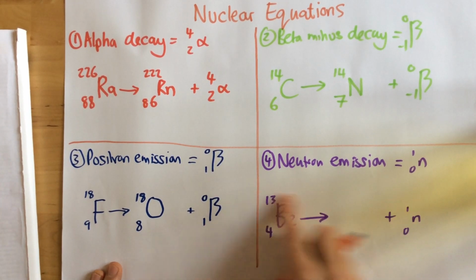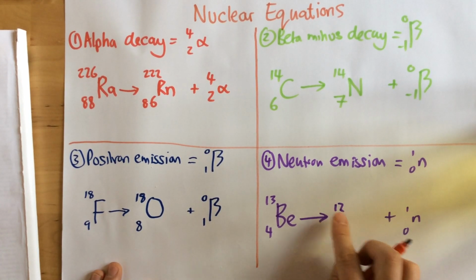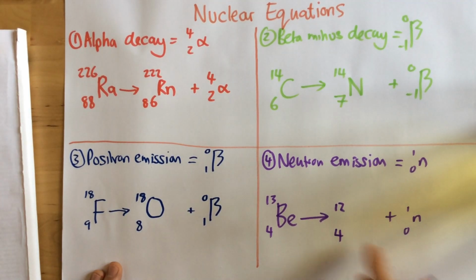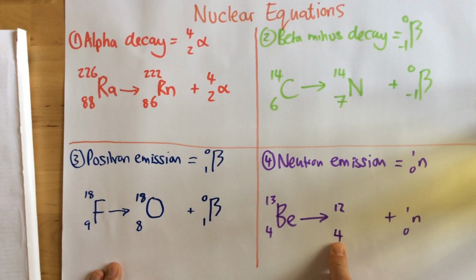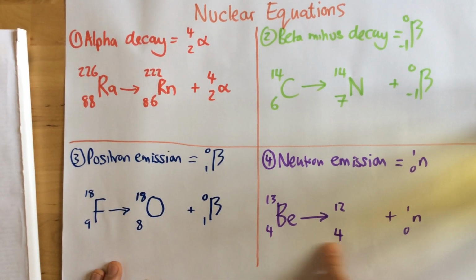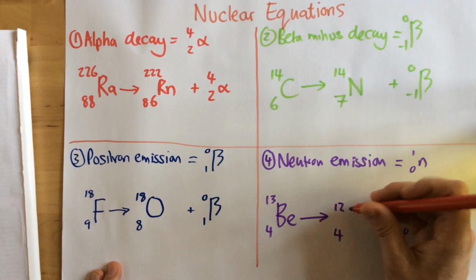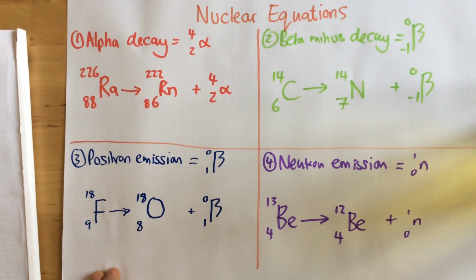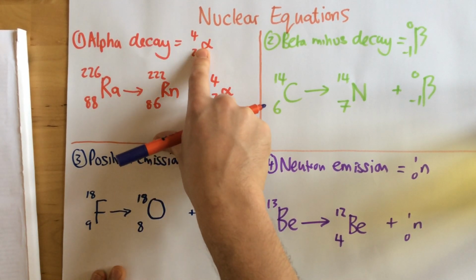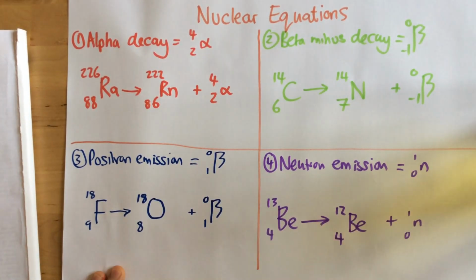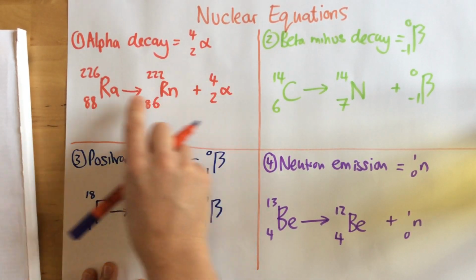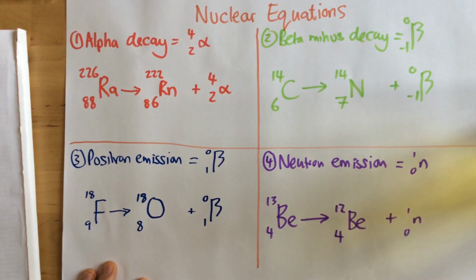Again, the mass numbers need to add up. Something plus 1 is 13, so on top it's going to be 12. On the bottom, something plus 0 is 4, so it's going to be 4 on the bottom. This time, because I haven't lost any protons at all, my atomic number stays the same. As a result, I still have beryllium. It's just a different isotope of beryllium. So remember, the key to all of these is if you can remember these different particles, then you just need to make sure the mass numbers add up on both sides of the equation and the atomic numbers add up on both sides of the equation.